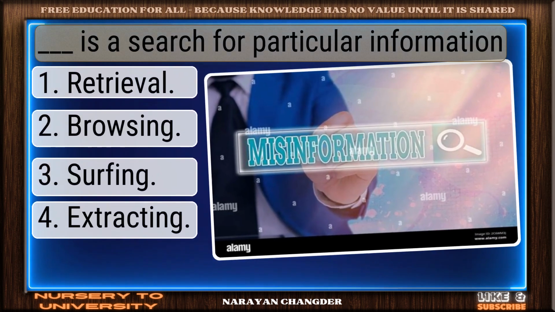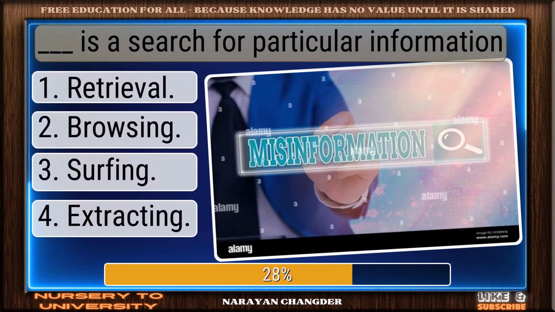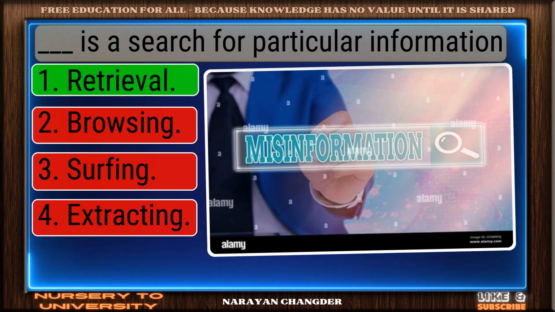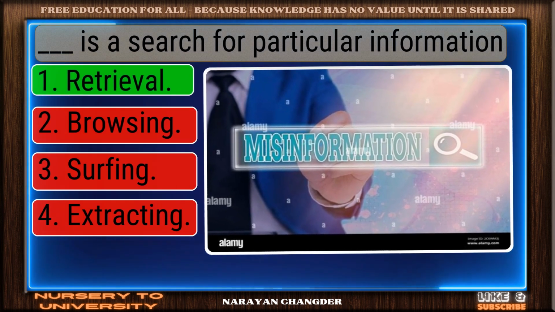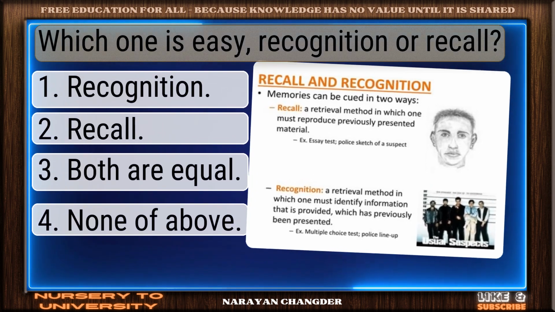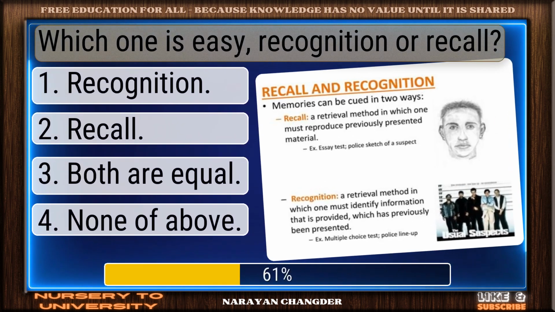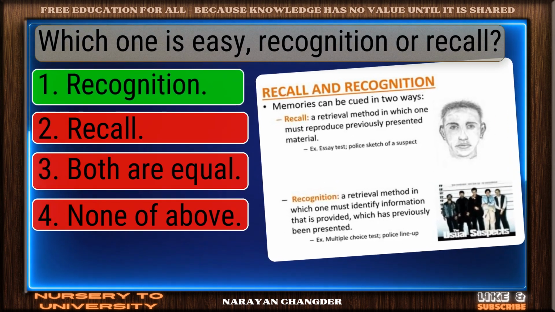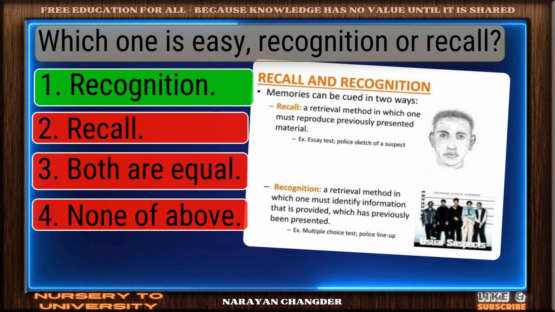Dash is a search for particular information. Well reasoned. Retrieval is the correct choice. Which one is easy, recognition or recall? Strong choice. Recognition is the right answer.